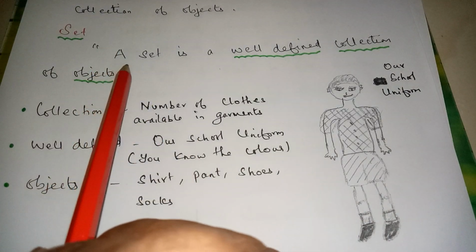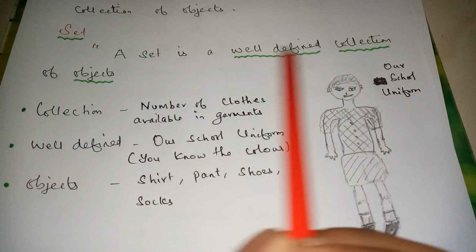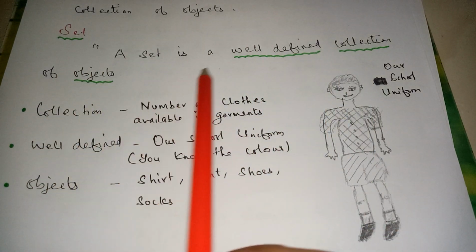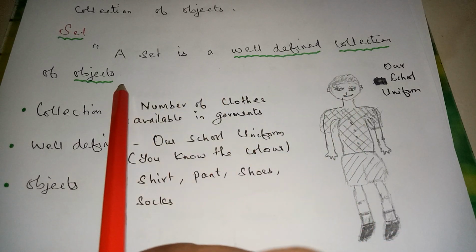Here we have the definition of set. A set is a well-defined collection of objects. Here you need to know what is well-defined, what is a collection, and what is an object.